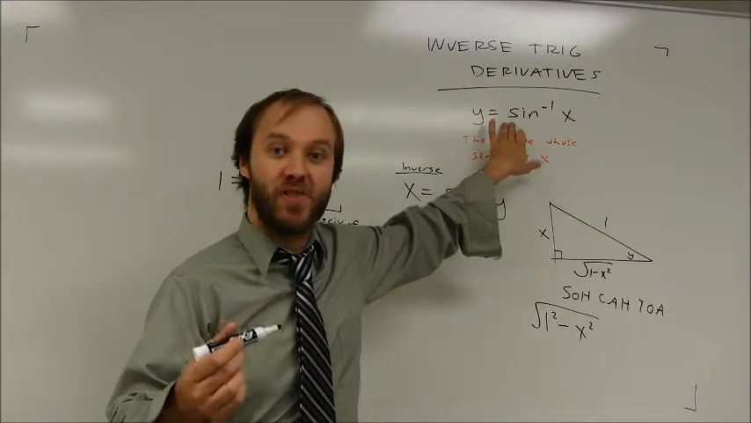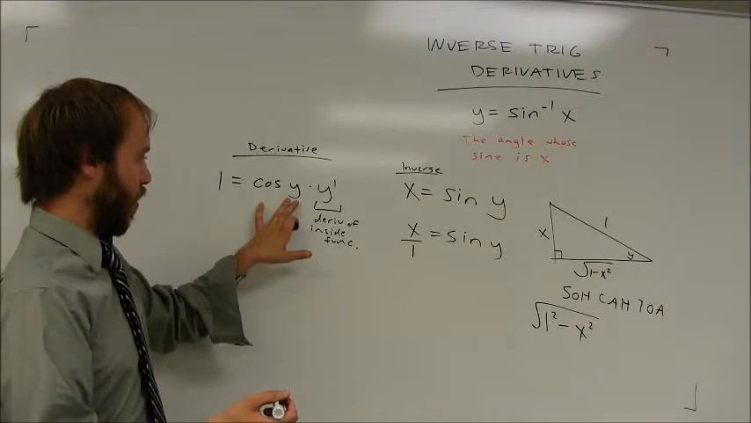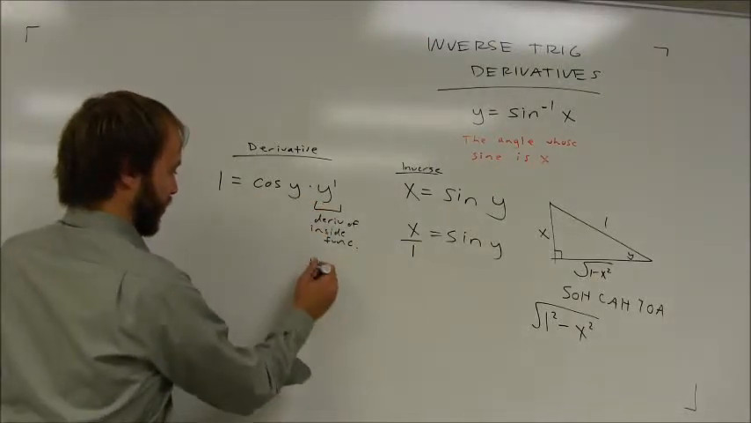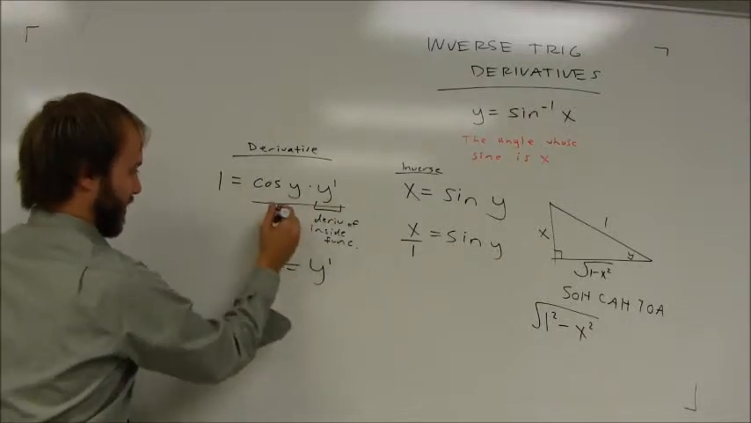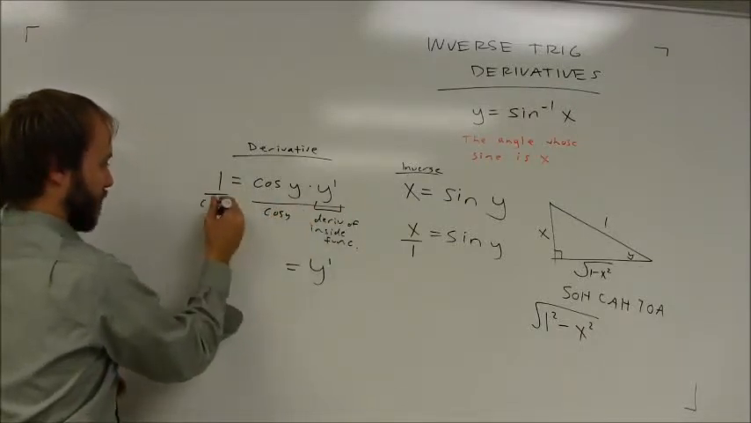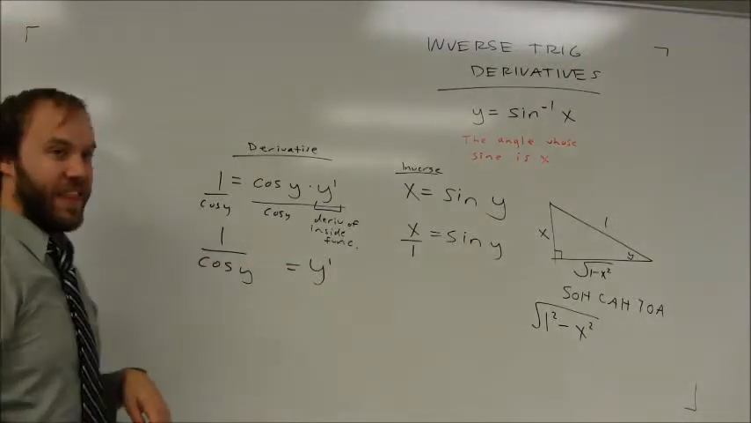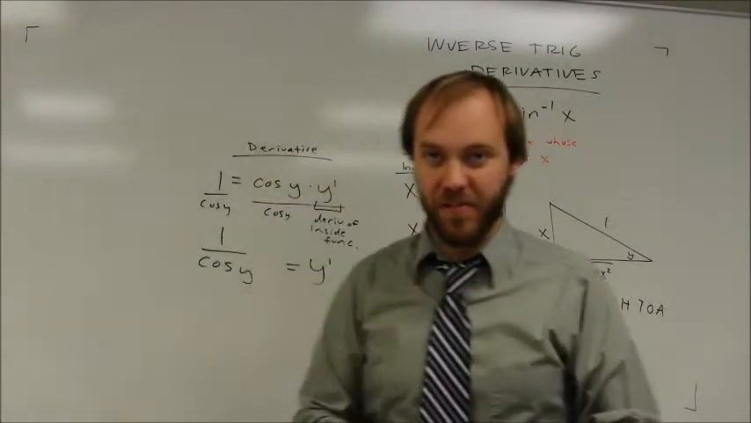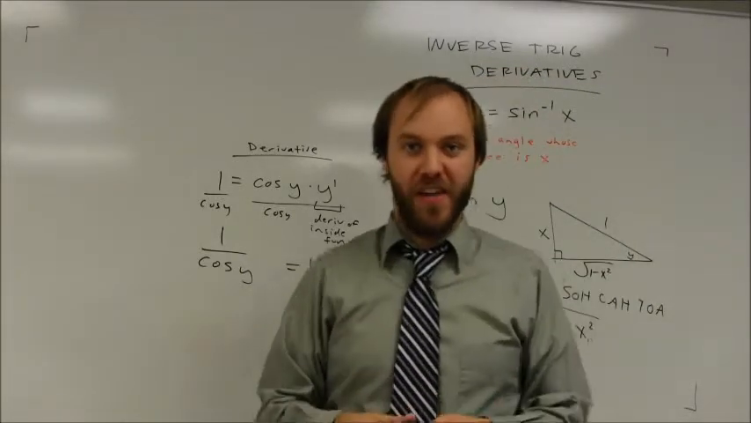So what I really want is y prime. Well, I can divide both sides by cosine of y, and that's going to give me y prime. So I know that y prime is going to be equal to 1 over the cosine of y when I divide both sides here. And so you look at that and you think, well, great. So the derivative of the inverse sine function is just 1 over the cosine of y.